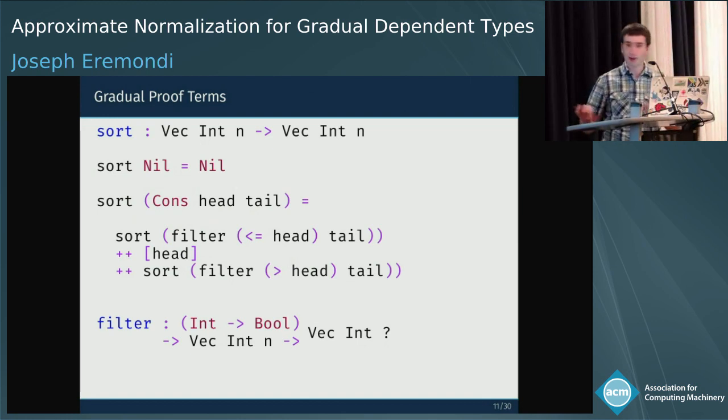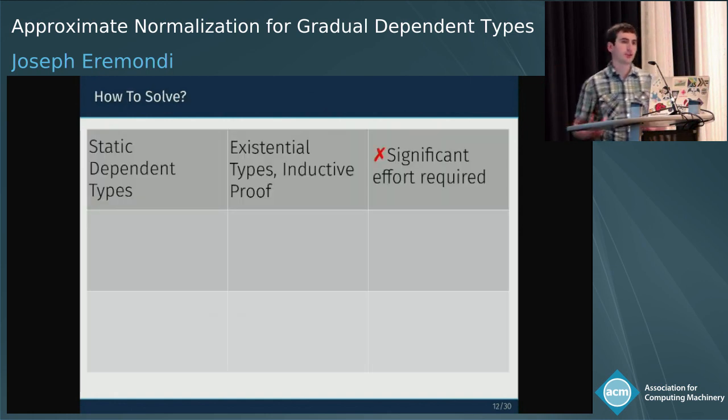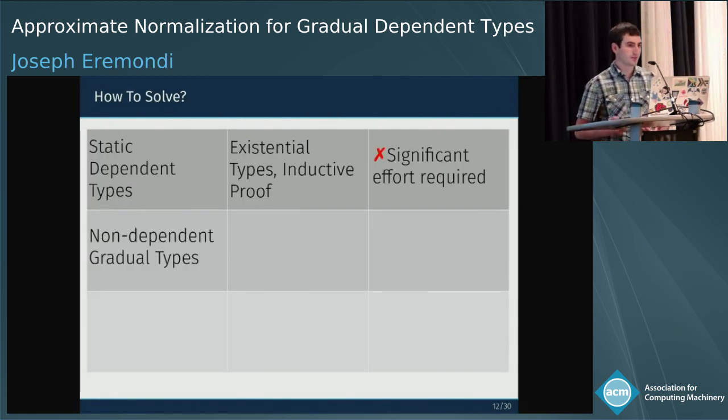And so once we have this proof, we can just wrap our sort in this and everything will be well and good, but there's significant effort required for this. So how about gradual types? They're a tool in our toolkit. When we want something to be flexible, we introduce some graduality.